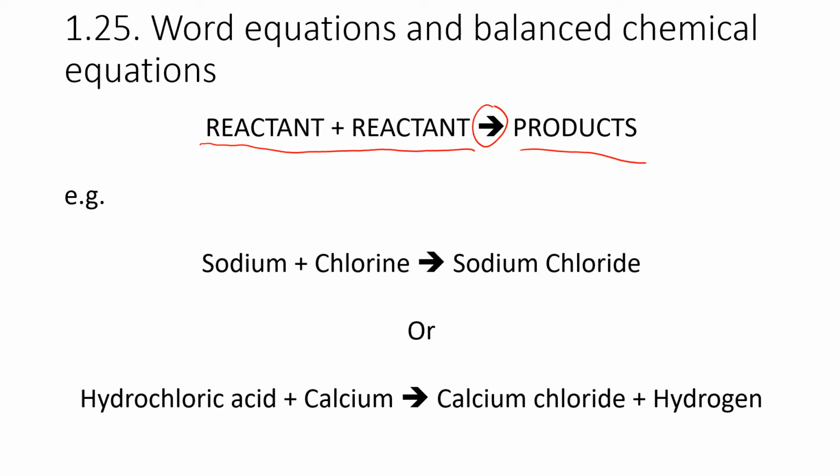Sodium plus chlorine produces sodium chloride. Or hydrochloric acid plus calcium gives you calcium chloride and hydrogen.